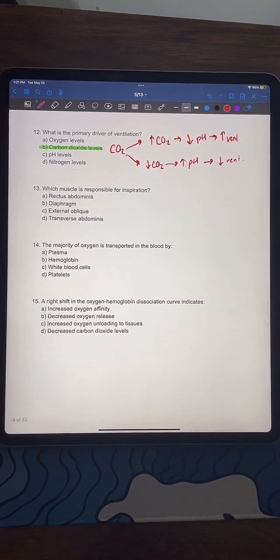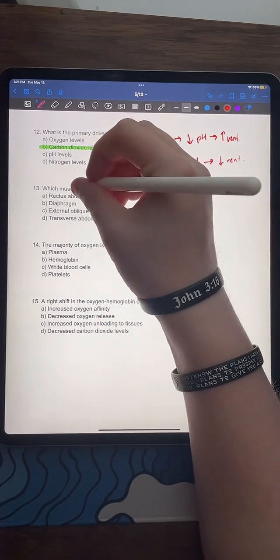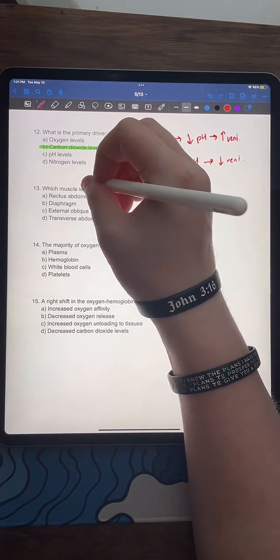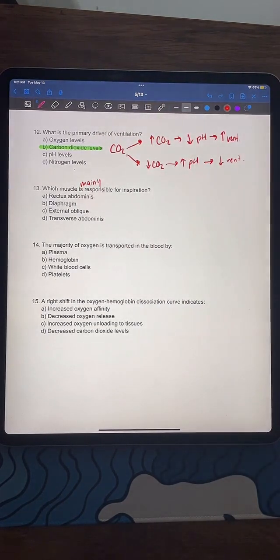Number 13, which muscle is responsible for inspiration? Mainly, so primarily. So we'll put primarily or mainly. Let's do mainly. Mainly responsible.